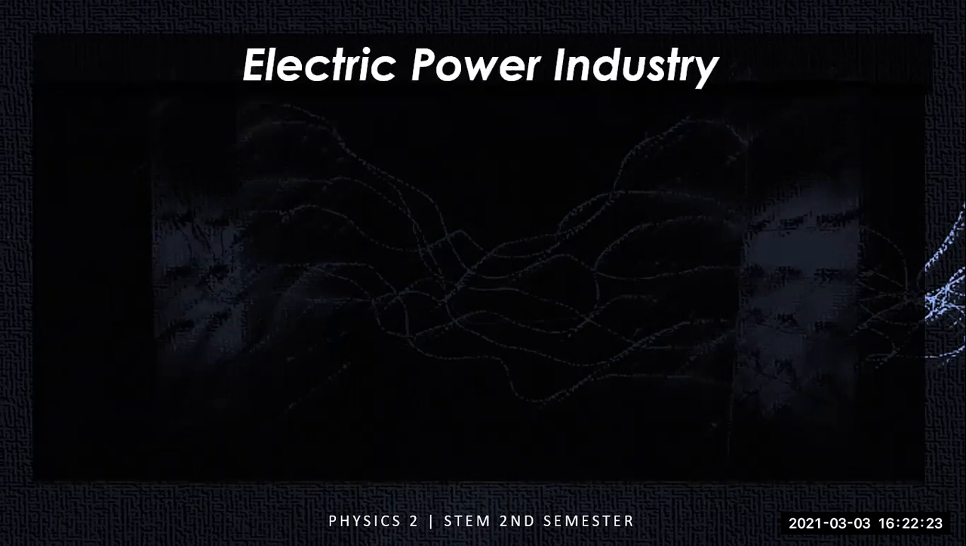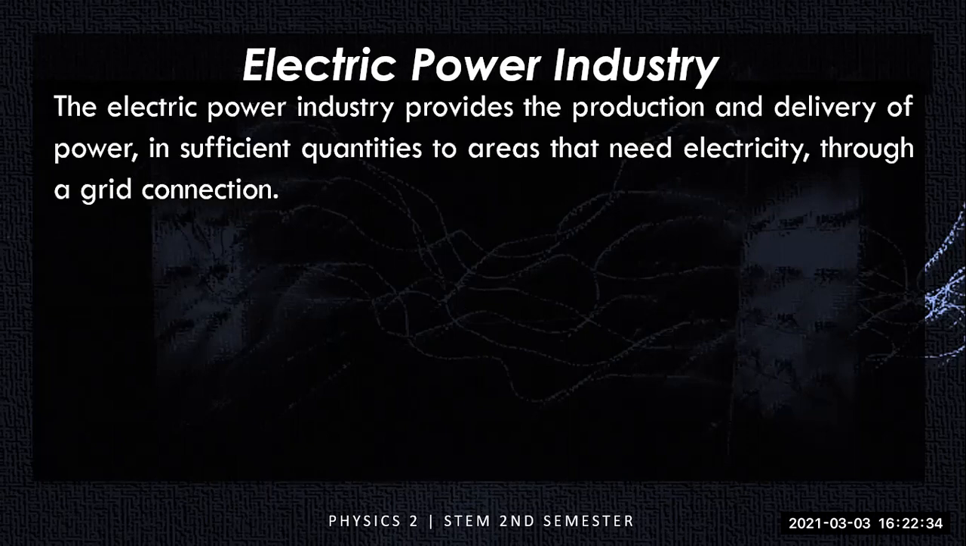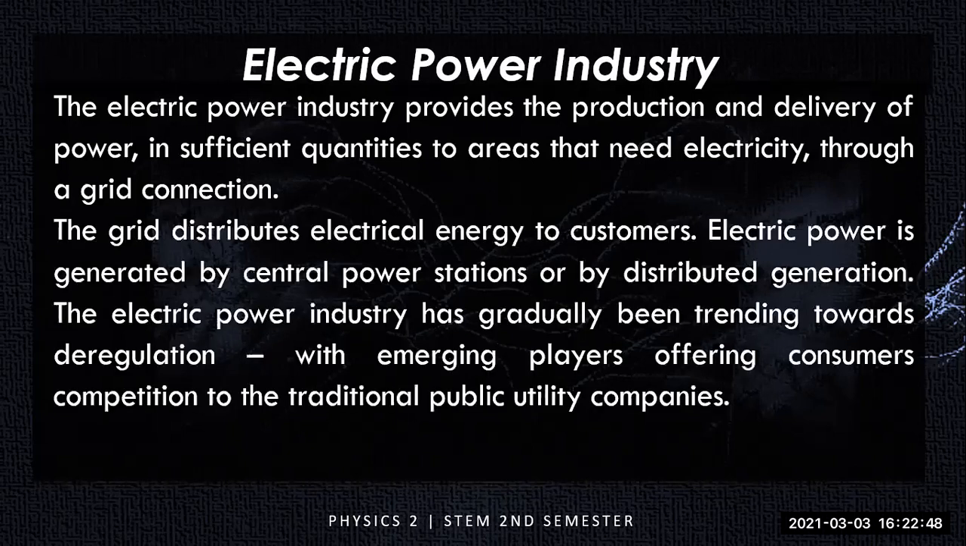So let's have now the electrical power industry. Since we already know what are those base electrical quantities, we can now explore more on the reality of what is the electrical power industry here in the Philippines. The electric power industry provides the production and delivery of power in order to give electricity throughout the country that needs electricity through the use of a grid connection. This grid connection distributes electrical energy to customers, whereas electrical power is generated by central power stations and then distributed.